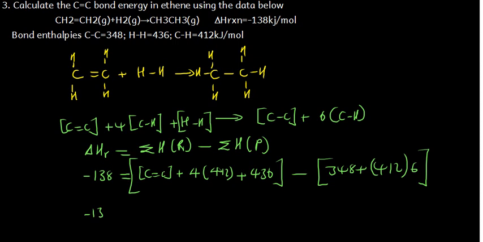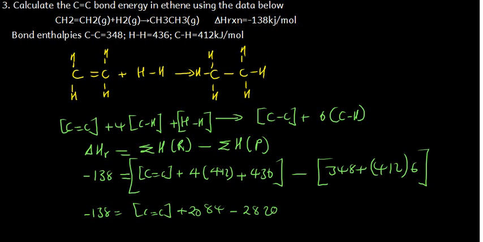So just go on and punch this on the calculator. We have got negative 138 is equal to carbon to carbon, and then 4 multiplied by 412, and then plus 436. That is giving me 2084. And then this side we're also going to compute that. We have got 348 plus 6 multiplied by 412. So that is negative 2820. So if we subtract 2084 minus 2820, we are going to get negative 736.